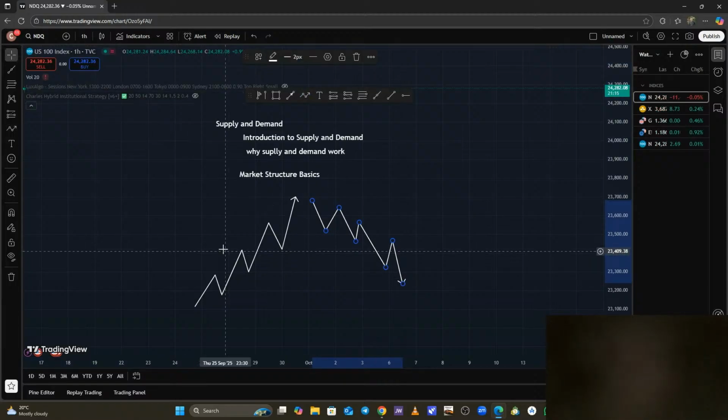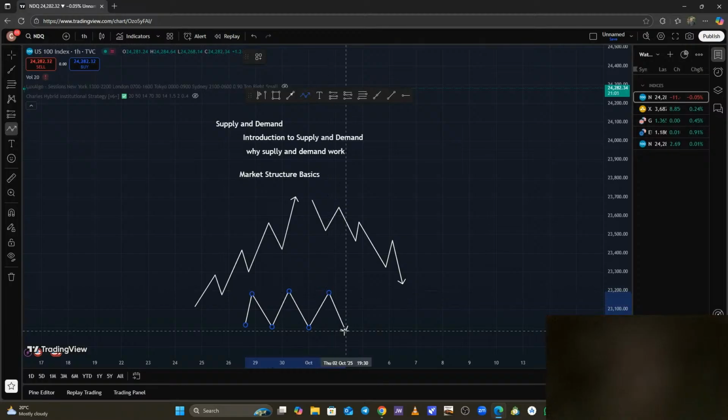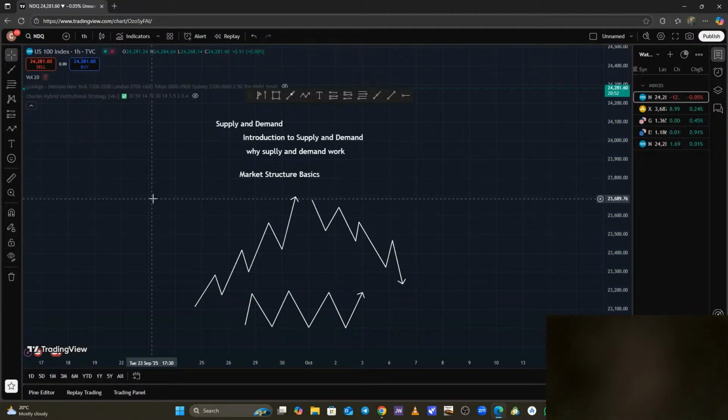And we also have another one for consolidation or sideways movement, when the market is moving in a horizontal way, like this. This is basically sideways movement, or it's commonly known as consolidation. So that's market structure. So why do we need market structure when trading supply and demand?